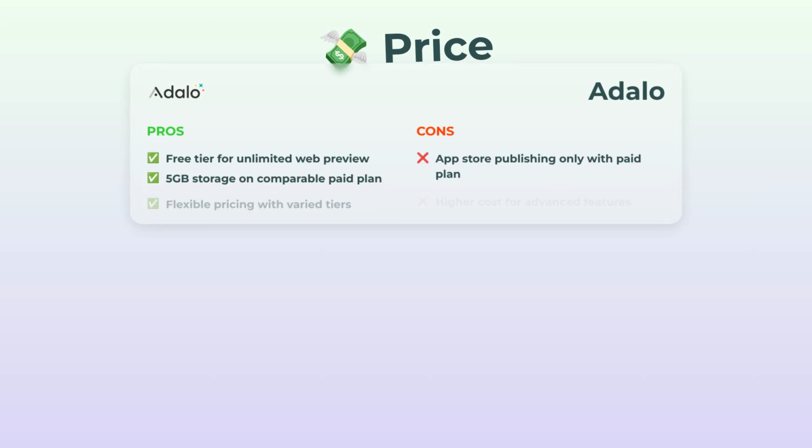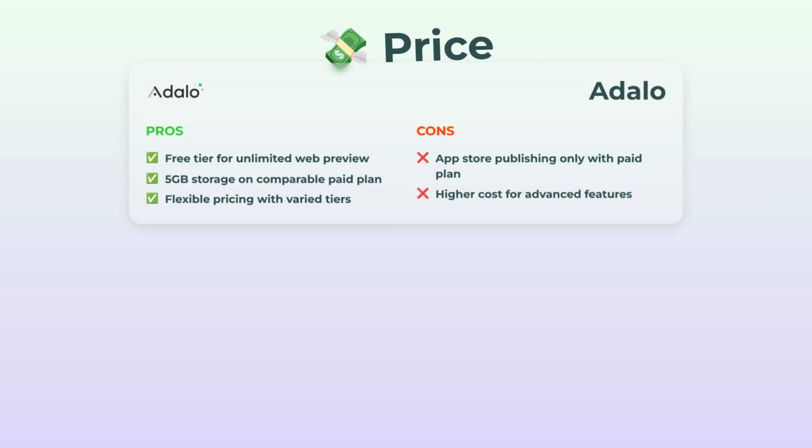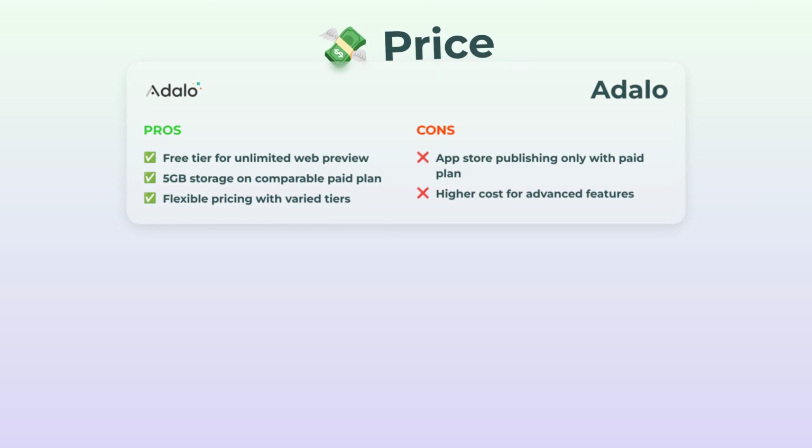First up, let's talk price, which honestly is always where things get interesting. Starting with Adalo, you get a free tier that lets you preview web apps all you want, plus 5 GB storage if you go for a paid plan. Their pricing is flexible with a bunch of tiers. Sounds nice, but heads up, if you want to publish to app stores, you have to fork out for a paid option, and some advanced features bump the cost up pretty quickly.